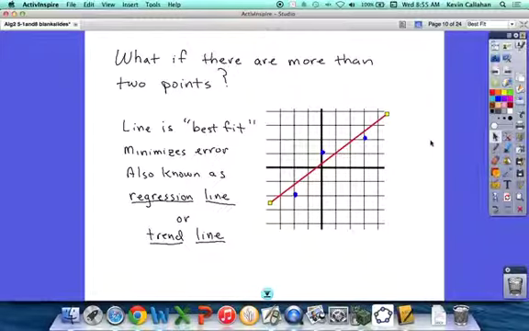Now, how are we going to deal with it? The same way we just did. There's no change to our procedures if we have more than 2 points. Just put in all your points. Just understand that because there's more than 1 point, this is the best fit line, not necessarily the only line that goes through those points.